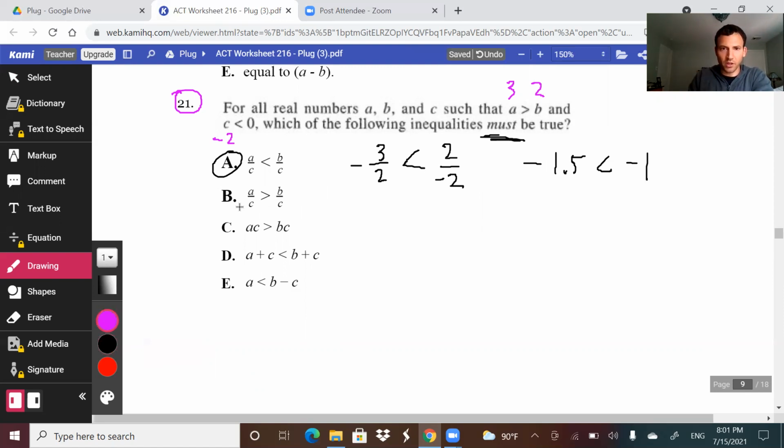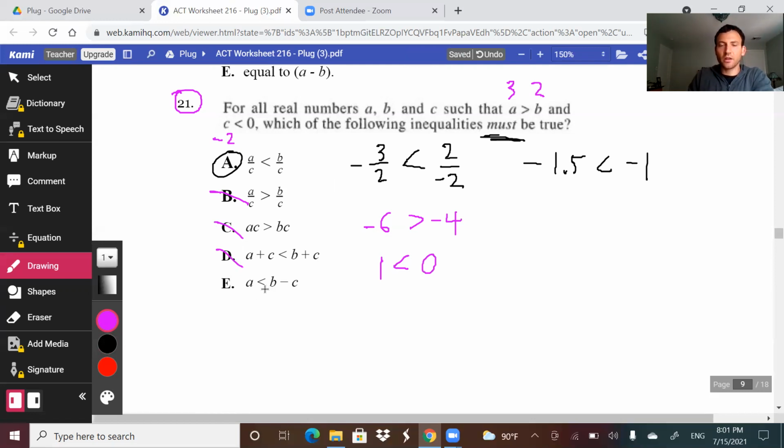It flips what we just had. So we know that that's not true. A times C, so 3 times negative 2, so that's negative 6, is greater than B times C, which is negative 4. Well, we know that that is not true. A plus C, so 3 plus negative 2, which is going to be 1, is less than 2 plus negative 2, which is 0. So that's not true.